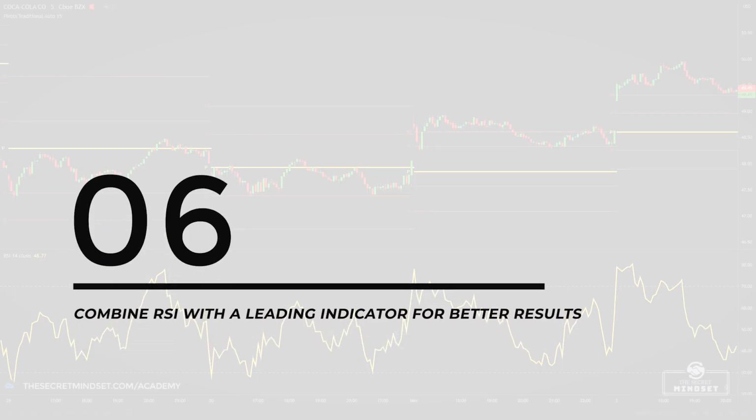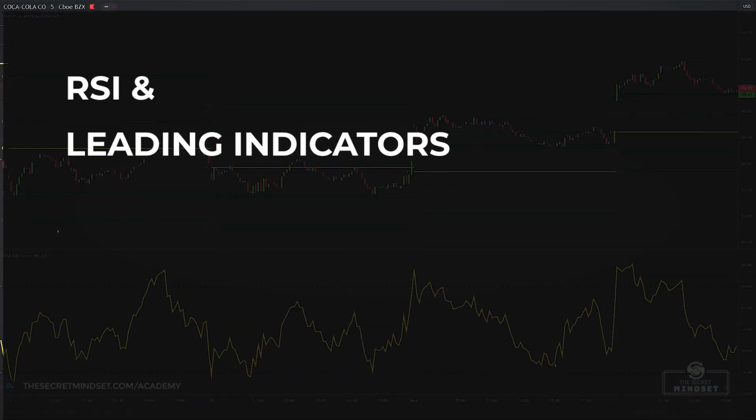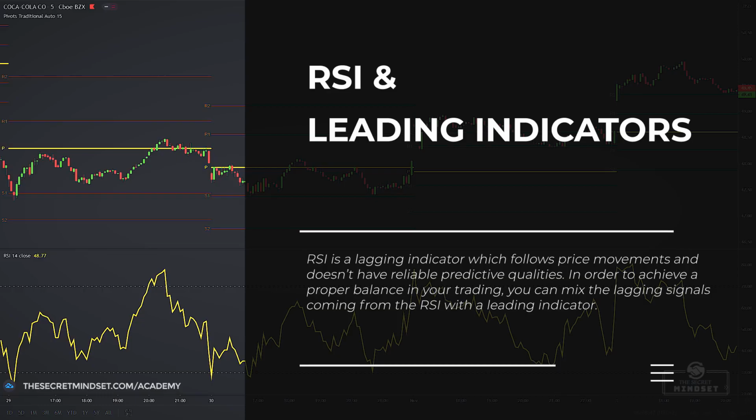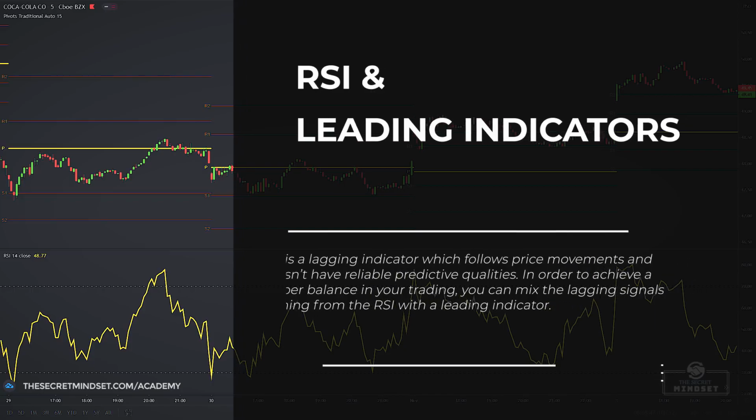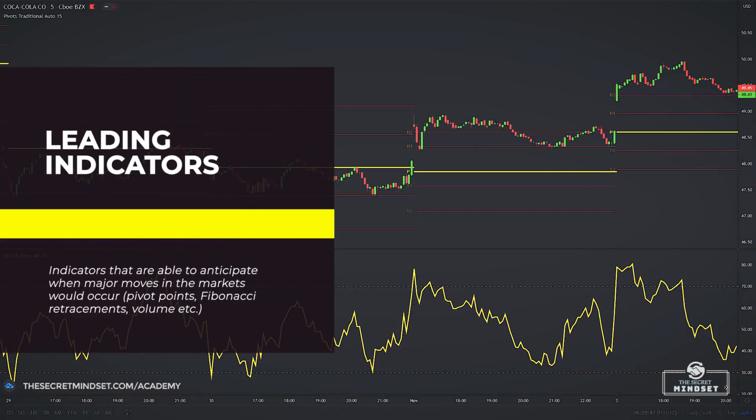Combine RSI with a leading indicator for better results. In order to achieve a proper balance in your trading, you can mix the lagging signals coming from the RSI with a leading indicator. The reality is that the RSI is a lagging indicator, which follows price movements and doesn't have reliable predictive qualities. Leading indicators, on the other hand, are able to anticipate when major moves in the market would occur.